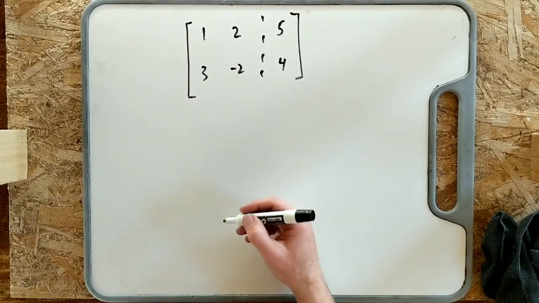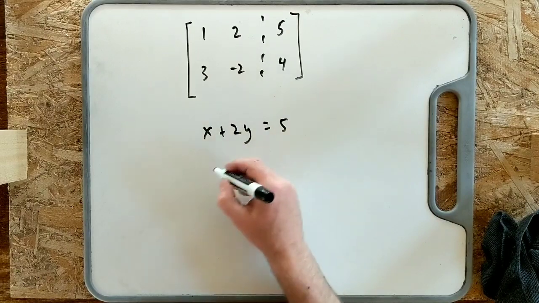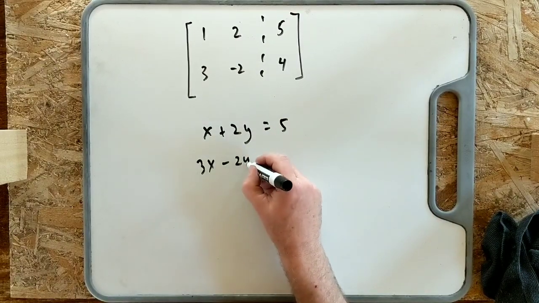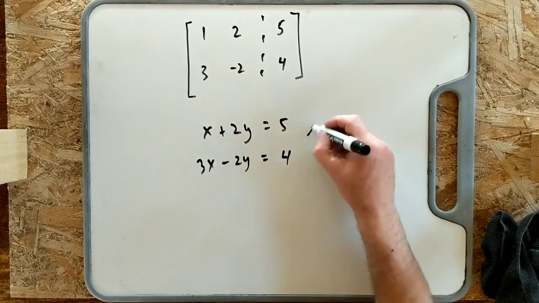Okay, hopefully you paused enough. I'm going to give you the answer now. It is x plus 2y equals 5, and 3x minus 2y equals 4. Anyway, you should be able to convert back and forth between these two.